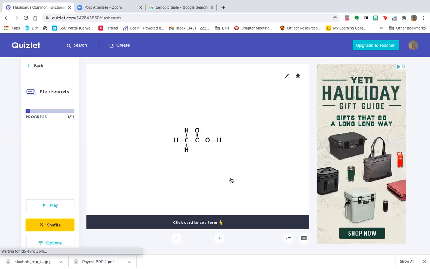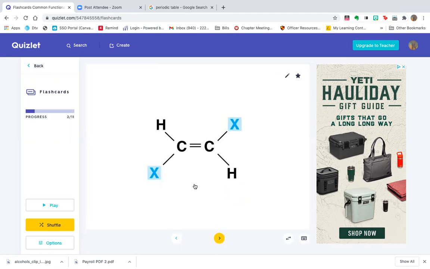What is this? Carboxylic. Sorry, I can't pronounce it. Carboxylic acid. Yeah, carboxylic acid because it's got that double bond and then the single bond to oxygen on a terminal carbon. All right, what would this be? Trans alkene. Trans alkene, yes.